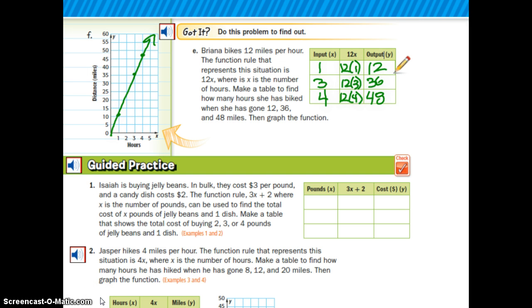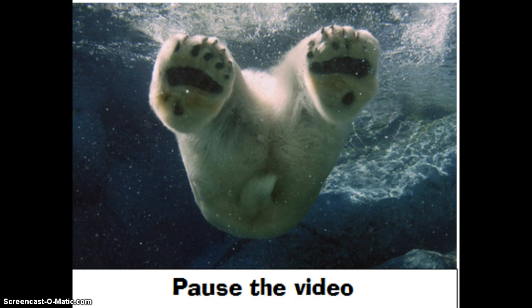Did you get what I got? So they gave you the output of 12, 36, and 48. We know that in this rate, the input is 1 hour, 3 hours, and 4 hours. Then I come over to the graph. This is always your x, and this is always your y. And then I graph, I place dots for each one of those values, and then I draw a line. And I came up with a linear function. So now it's your turn. Please do the guided practice. When you come back, the answers will be here. Pause the video.